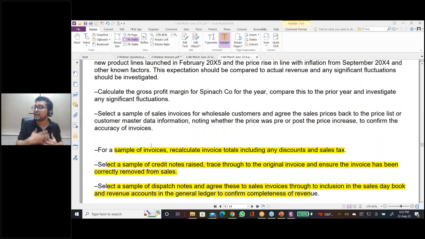Floor to sheet, sheet to floor. Yes, source document to ledger and ledger to document. Well done, Imran Ali. Thank you.